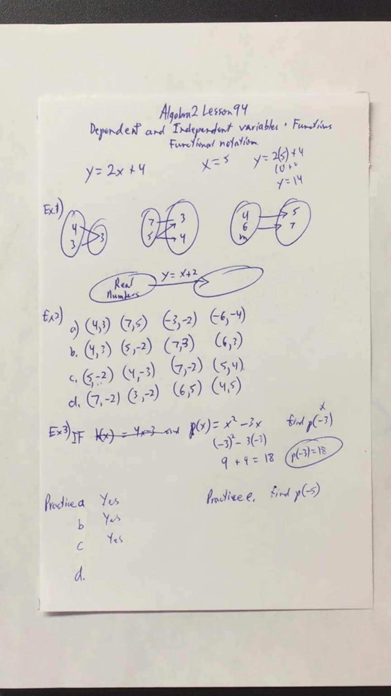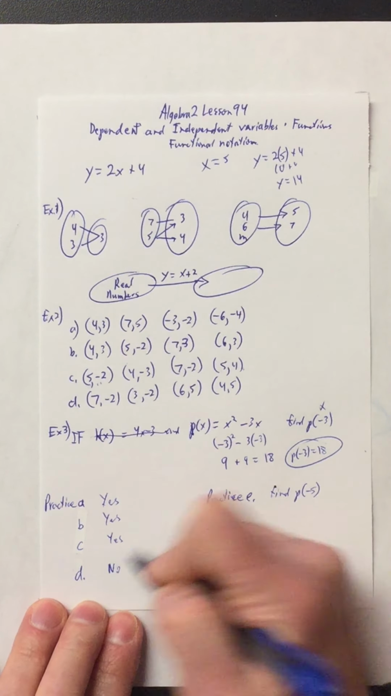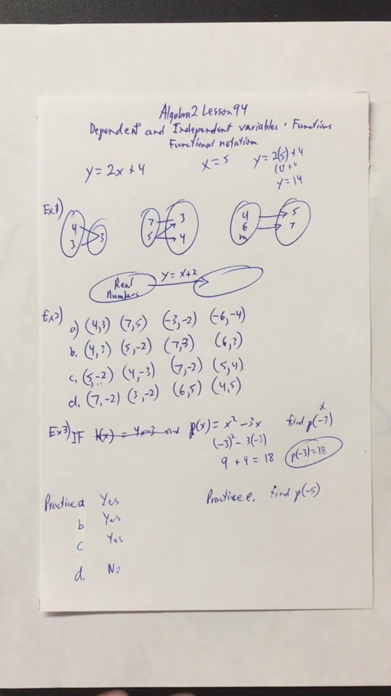For D, we've got 3, 0, 3, and negative 2. We got 3 showing up 2 times. So the first 3 gives us an answer or a range of 2. The second 3 gives us 0. Those can't both be true, so D is not a function.